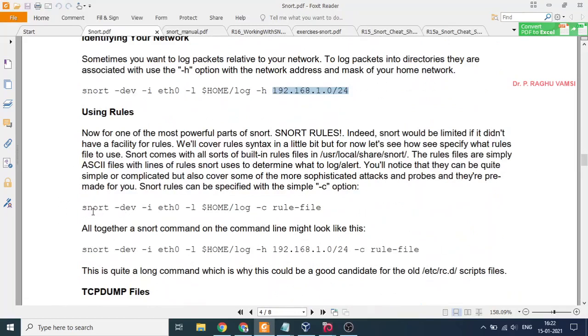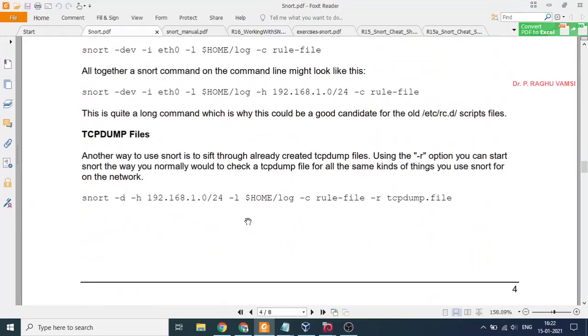Okay. Next one is Snort using rules. snort -dev -i eth0 -l, the log file, and just now we have used -c, the snort.conf file. So accordingly, the packets will be filtered according to the rules. And you may also create a tcpdump file. The tcpdump file is not just like your Wireshark file, but tcpdump will store the raw data, whereas in the case of Wireshark, data is somewhat polished.